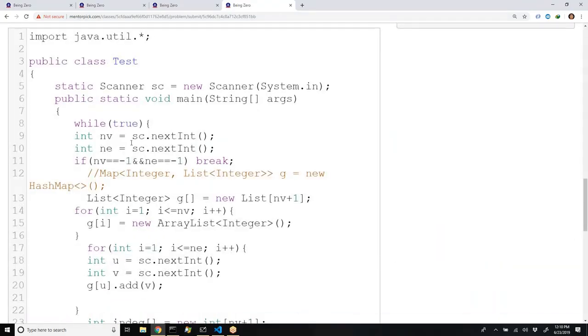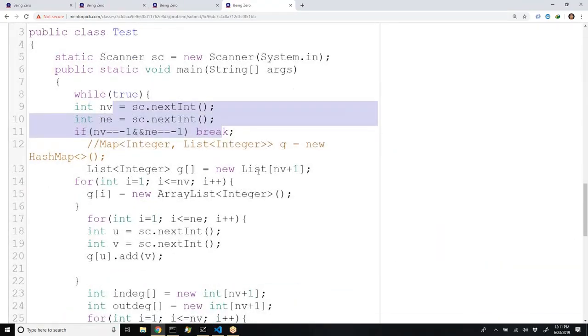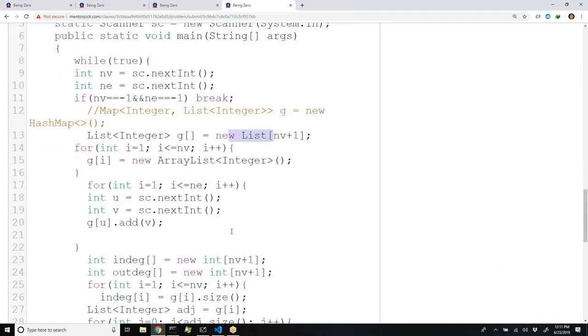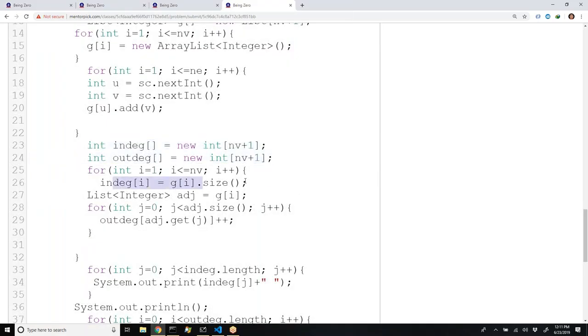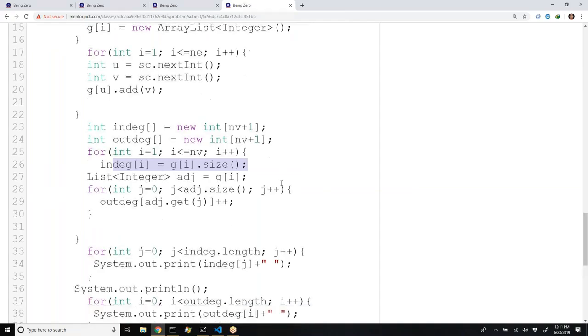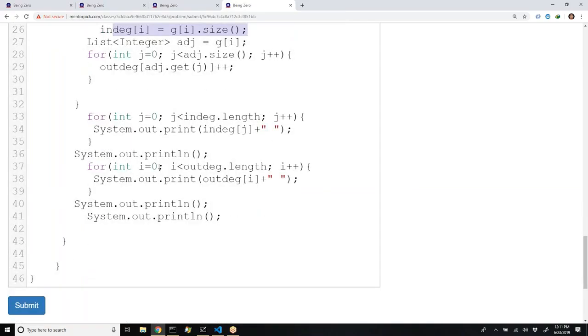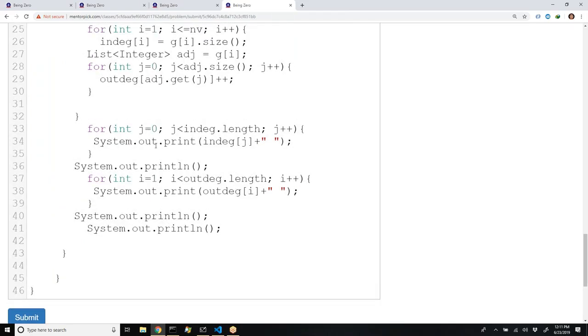Even now this is not correct. So let's see what other mistakes are there. Creating array lists, for every edge U is adding V, in degree, out degree. Sandeep, here the printing loop should be starting from j equal to 1 and in degree loop should be, yeah, it should be 1, right? Yeah, that's right. So it should be starting with 1.